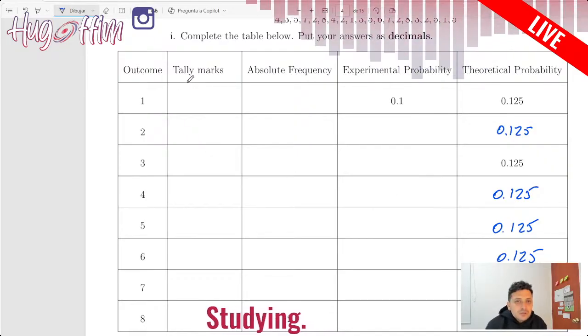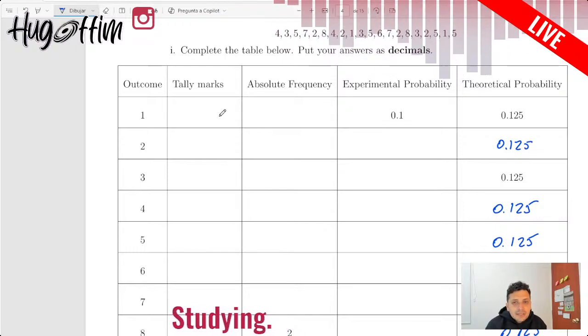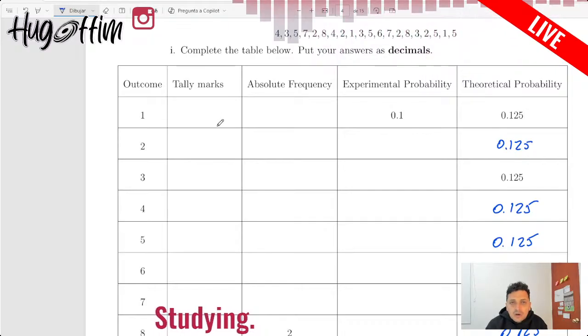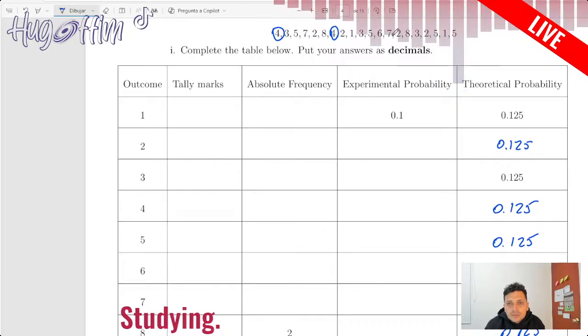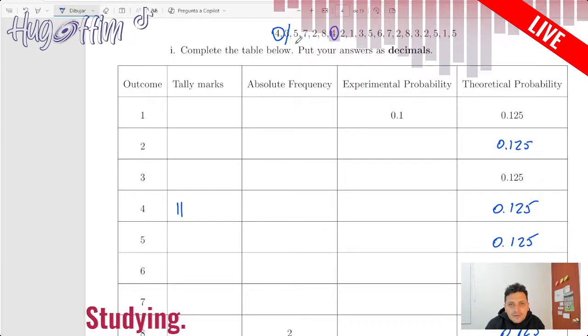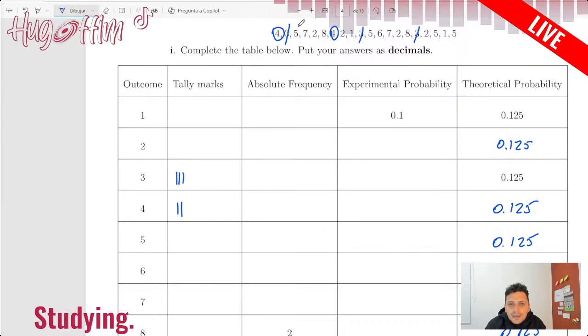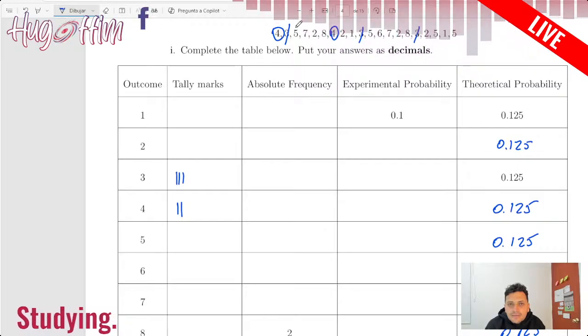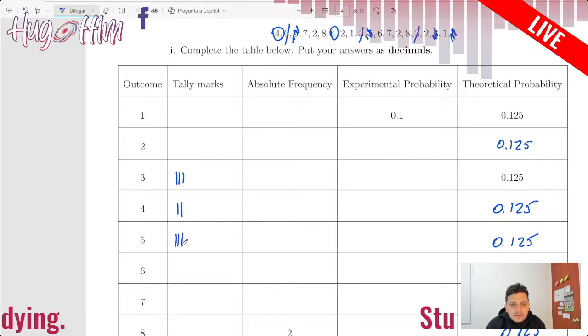Now, I'm going to complete the tally marks to get the absolute frequency and the experimental probability. So for tally marks, I have a 4, 1, 2, 2 times 4, so 2. 3, I got 3, 1, 2, 3, 3 times. 5, I got 1, 2, 3, 4 times.